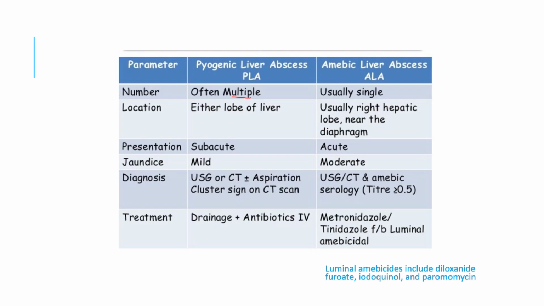Pyogenic is usually multiple, amoebic is usually single. Amoebic liver abscess is most common in the right lobe of the liver. Amoebic liver abscess is more acute, and jaundice is also less common. The diagnosis is by amoebic serology. For pyogenic, you can do an USG or CT or aspiration. In CT, there is a cluster sign. For pyogenic, you can give drainage as well as antibiotics, which are usually given IV. For amoebic, you can give metronidazole, followed by a luminal amoebicidal.